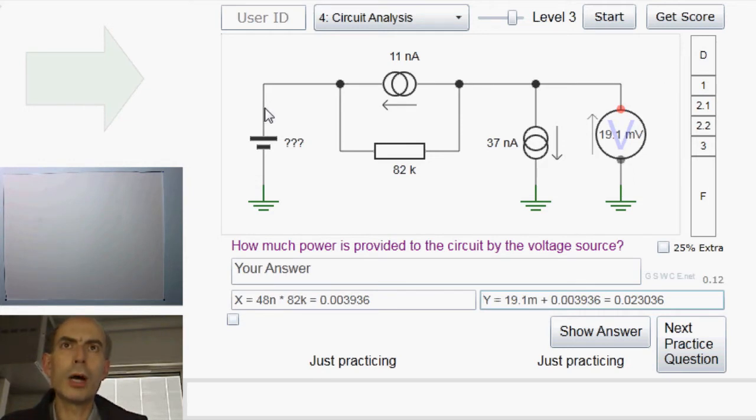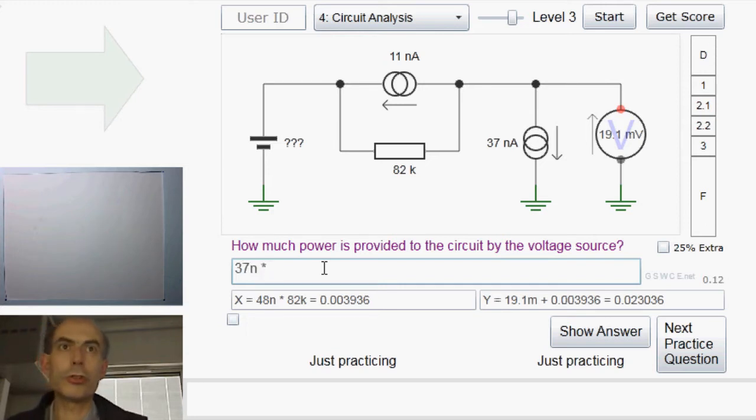We also need to know how much current is flowing through this voltage source. And we know we've got 11 nanoamps going this way, and we also know we've got 48 nanoamps going this way. So there must be, if 11 nanoamps is flowing in, 48 nanoamps is flowing this way, there must be 37 nanoamps going up through here. So the current through that voltage source is known. It's 37 nanoamps.